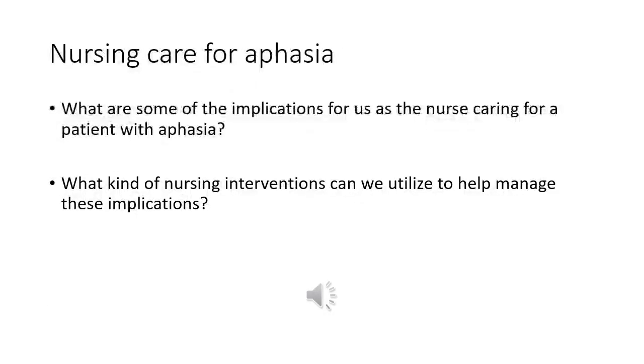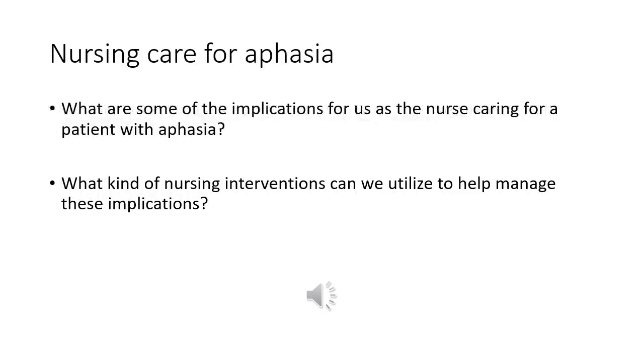So I want you to think about some of the implications it has for us as nurses caring for a patient with aphasia, and then think about what kind of nursing interventions we can use to manage some of those implications and complications. So take a moment to think about that. Again, you can pause this if you want, and then I'll talk about it a little bit. So obviously, most of those implications are going to mean difficulties communicating. So a lot of it's going to be how do we deal with the lack of a patient's ability to communicate with us, or for us to get our communication across to them.